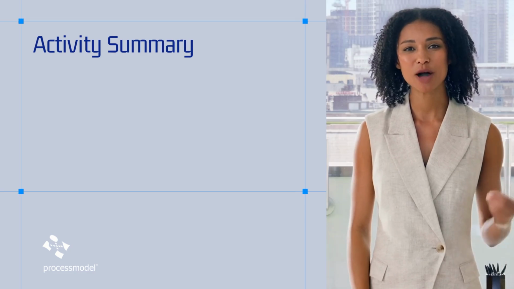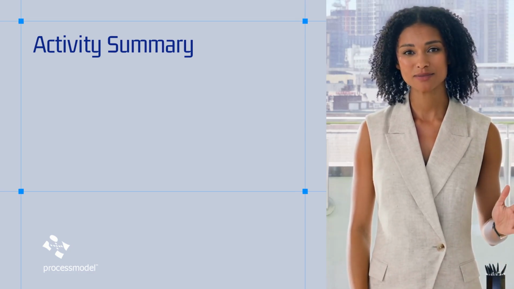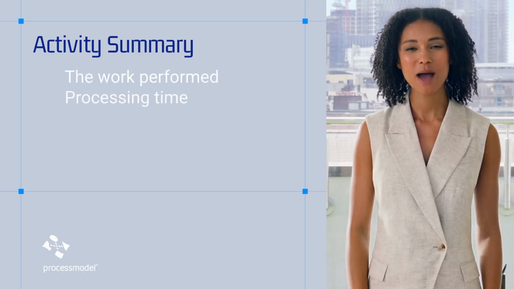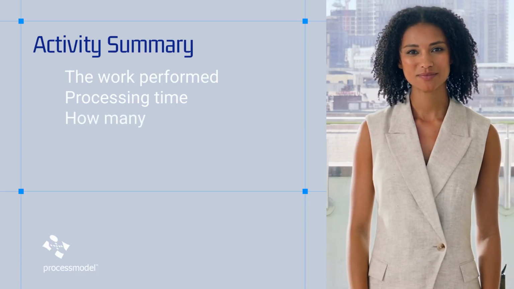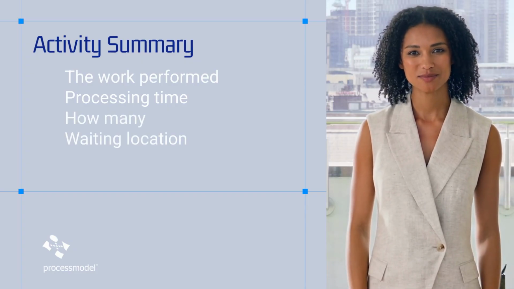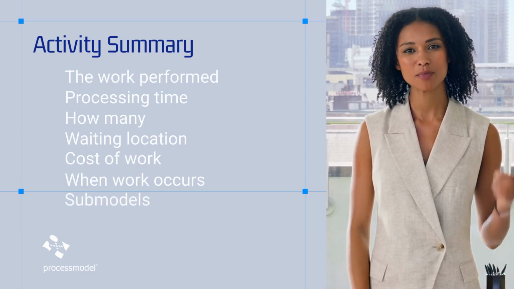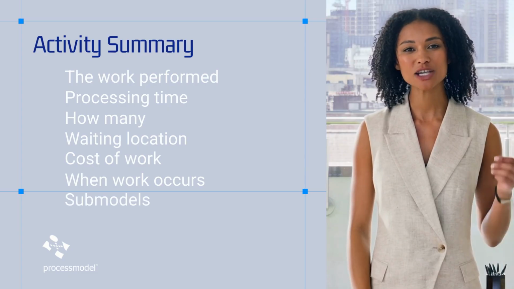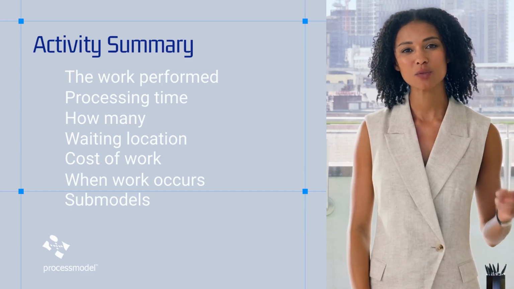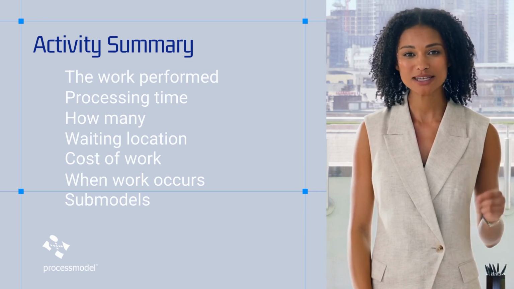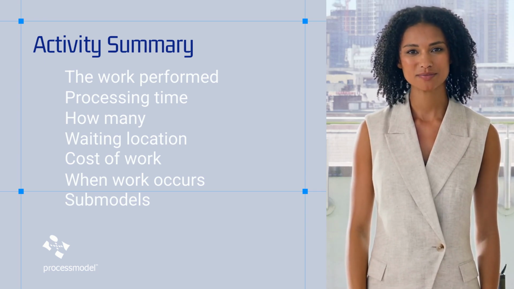Activities are the backbone of your model. They define the work performed, processing time, how many units are processed, where things wait, what work costs, when the work can occur, and whether subprocesses apply. With batching and shifts, activities can model anything from simple paperwork to full industrial operations. Master activities and you unlock realistic, flexible process models.